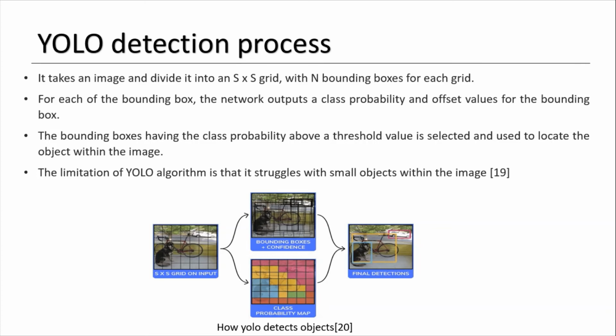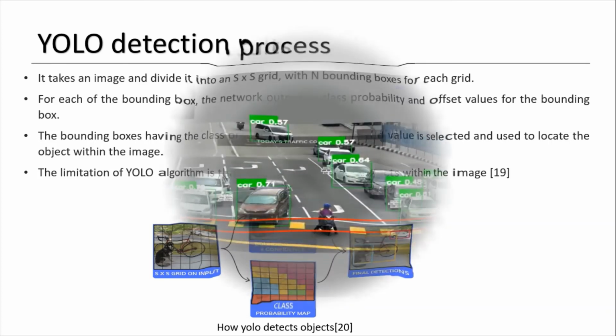But YOLO still has some limitations. The limitation of the YOLO algorithm is that it struggles with small objects within the image. For example, it might have difficulties in detecting a flock of birds, and this is due to the spatial constraints of the algorithm.